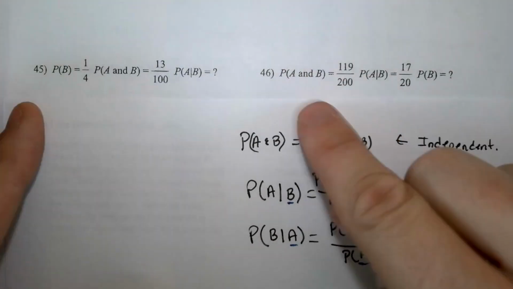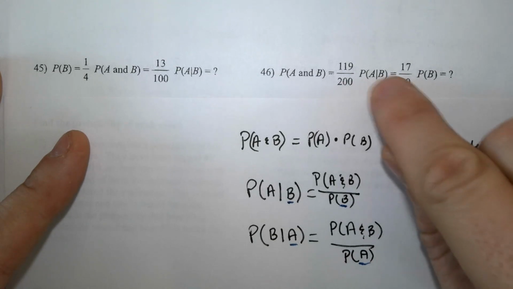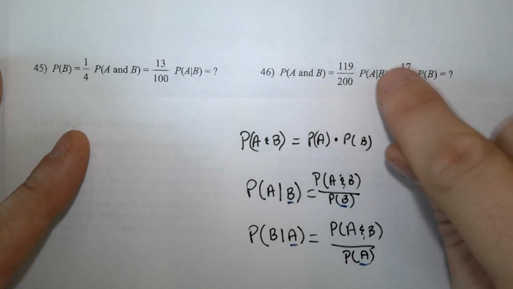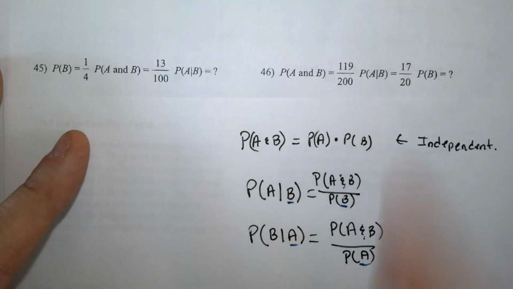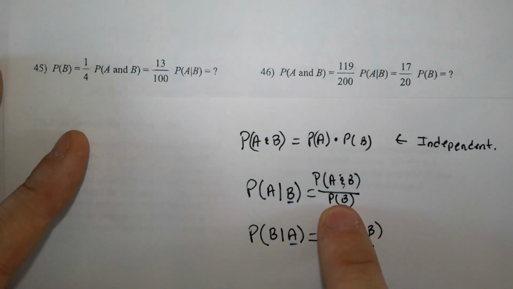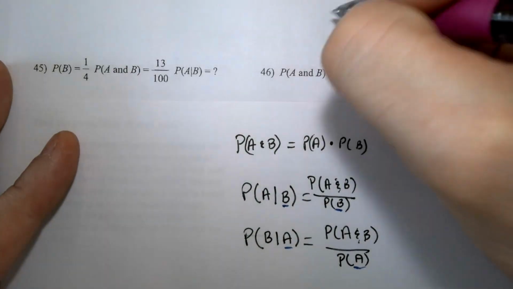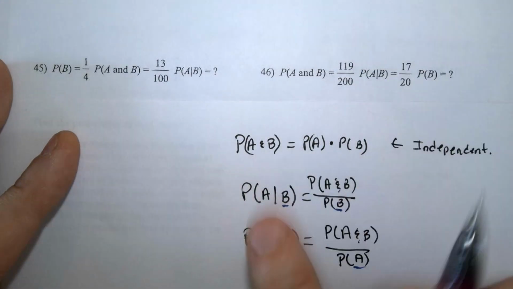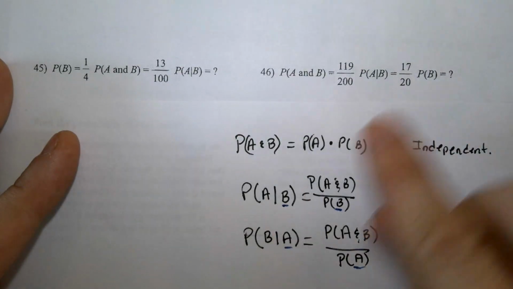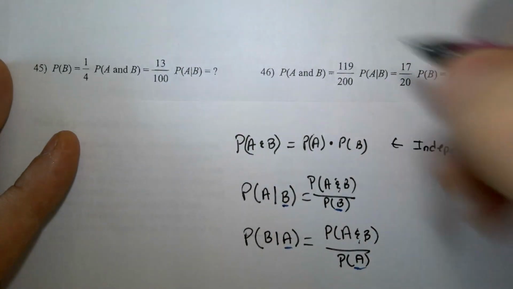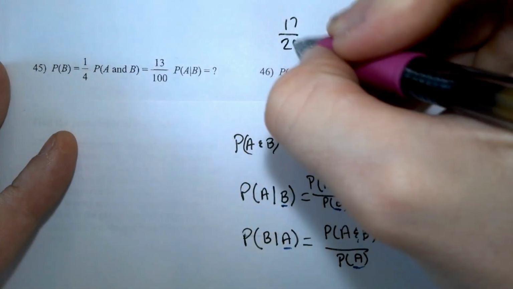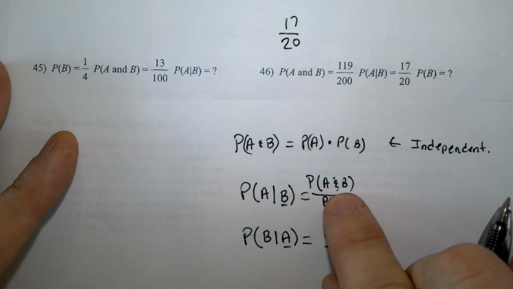Okay. What do we have? We have probability of A given B. The B is on the bottom of this fraction. The B should be on the bottom of that fraction. So we're going to use this formula right here. So we have probability of A and B is going to be 17 out of 20. That will equal probability of A and B.